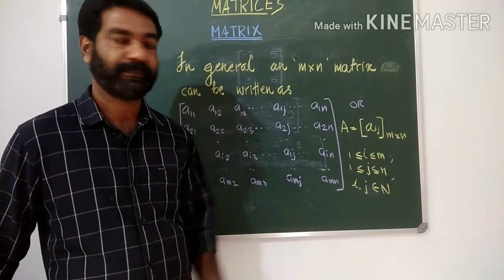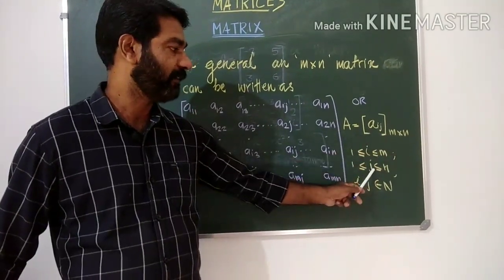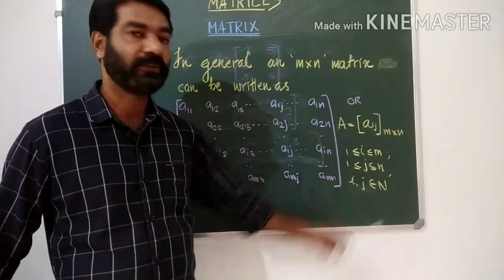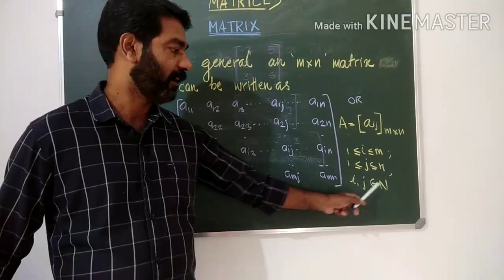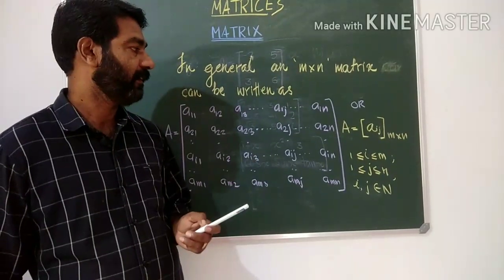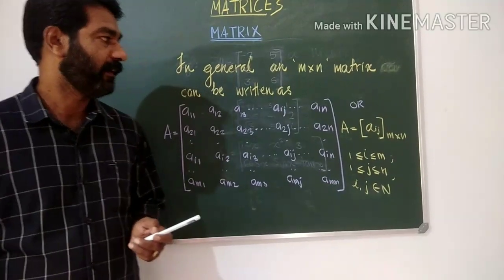1, 2, 3 up to m. And what is the value of j? The value of j is from 1 to n, greater than or equal to 1, less than or equal to n. And i and j always belong to what? Natural numbers. So this is the general way of writing what? An m by n matrix.